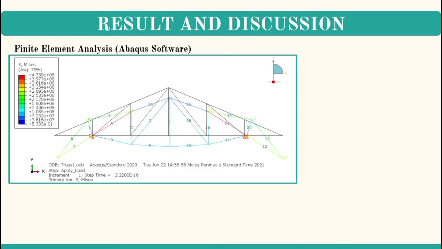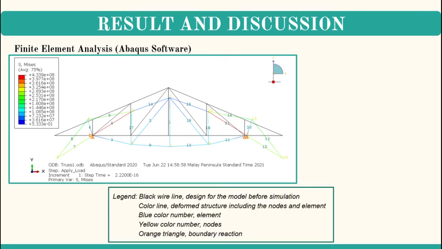This is the result obtained by using the Abaqus software. As we can see here, the deformation and reaction were shown. Before that, we will go through the legend of the figure so that we can understand it better. As you can see, the black wire line is the design of the model before simulation, and the colored line is the deformed structure, including the nodes and elements.